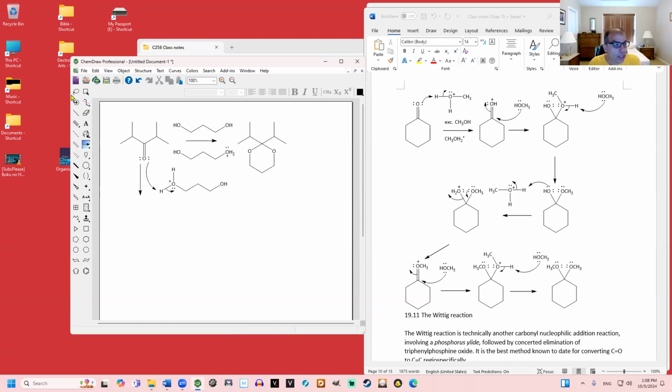And so we use the conjugate acid of the alcohol in order to put that plus charge onto the oxygen. And so we wind up with this protonated species. And then the next step shows nucleophilic attack of the alcohol onto that carbonyl carbon atom. So that's exactly what we'll do.